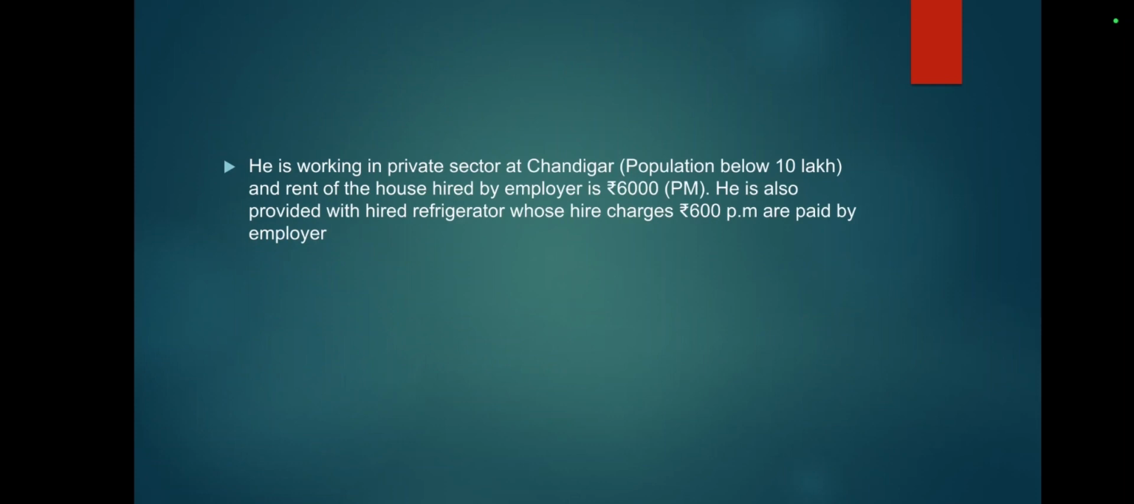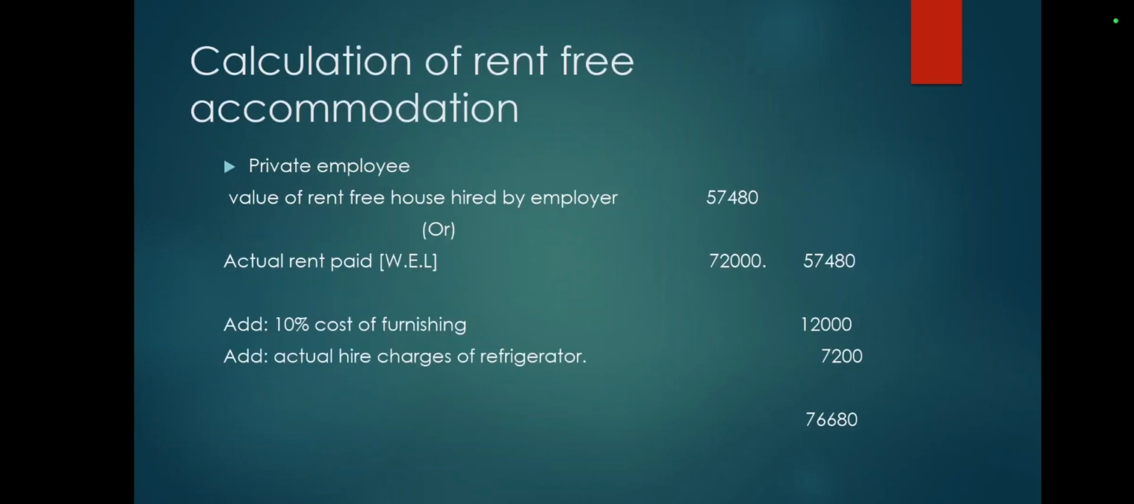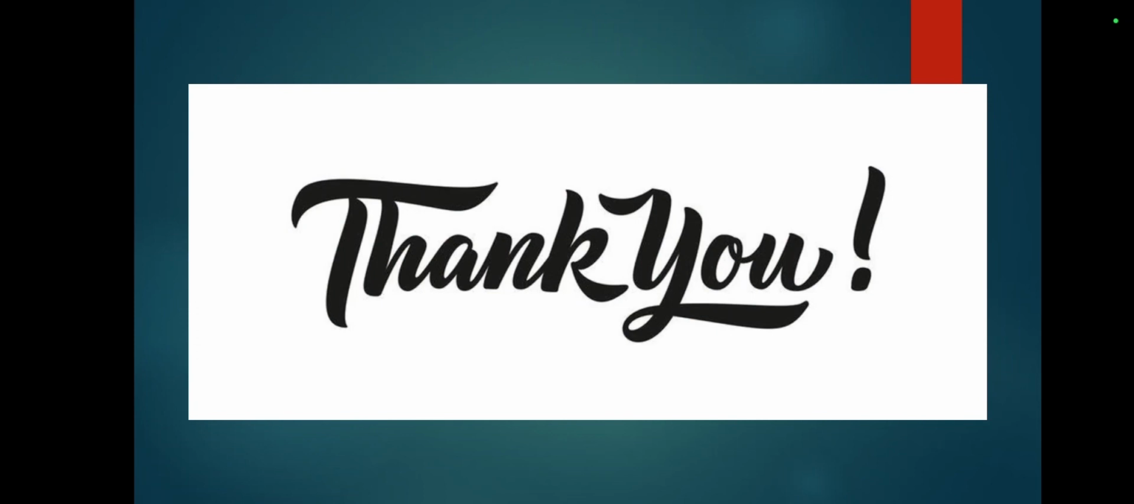Including that, in this case the employee gets a hired refrigerator, which is paid by the employer at 600 per month. So 600 into 12 gives 7,200. Finally, adding 57,480 plus 12,000 plus 7,200, we get 76,680. This is the taxable amount for the rent-free accommodation the employee is getting, and he should pay tax on it. So thank you for watching this video.